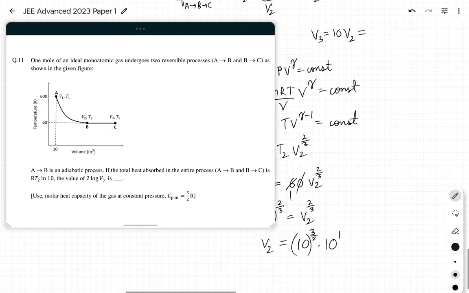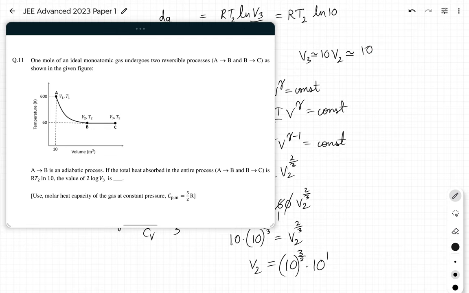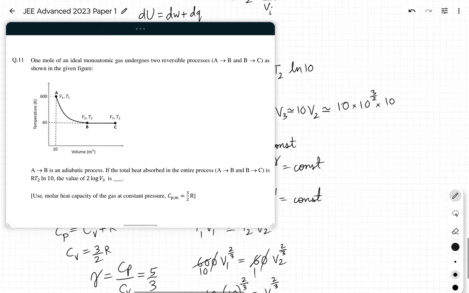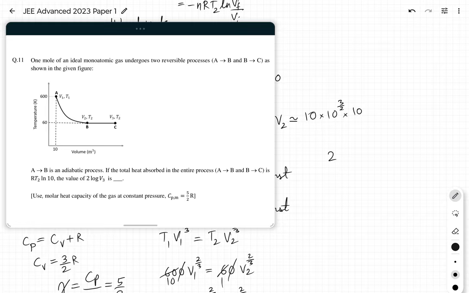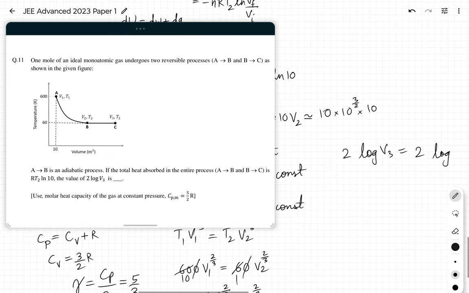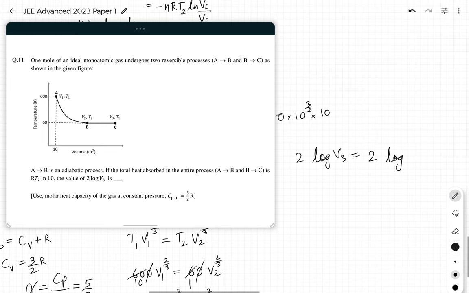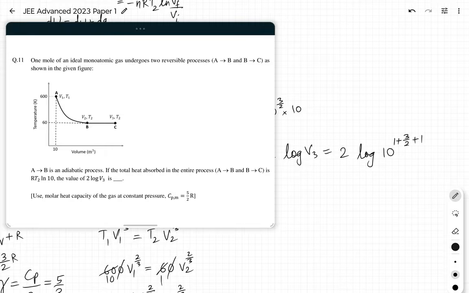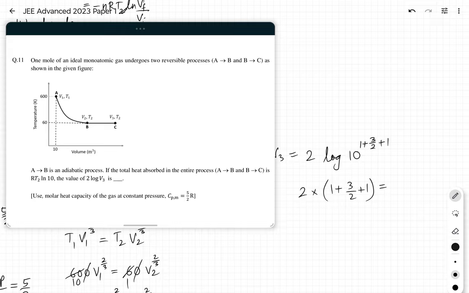V3 is 10 times V2. So 10, 10, 3 by 2, 10. We got V3. Now we want the value of 2 log V3. 2 log V3 is 2 log, V3 is 10 V2 and this whole thing. So 10 to the power 1 plus 3 by 2 plus 1, which is 2 times 1 plus 3 by 2 plus 1. So this will come to 7.